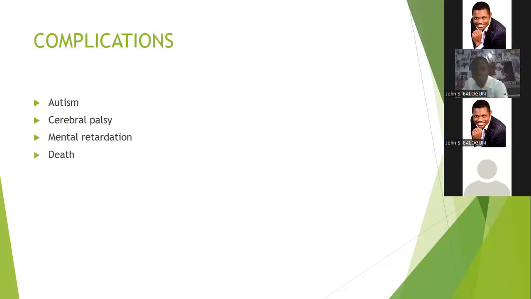So complications of jaundice. A patient that has jaundice, especially very severe jaundice as a newborn, can grow up later to become an autistic patient because of damage to some part of the brain. They can also come down with frank cerebral palsy. There are some parts of the brain that are affected by jaundice. We have the putamen, the globus pallidus, the hippocampus. Especially the involvement of the hippocampus can make them have autism.